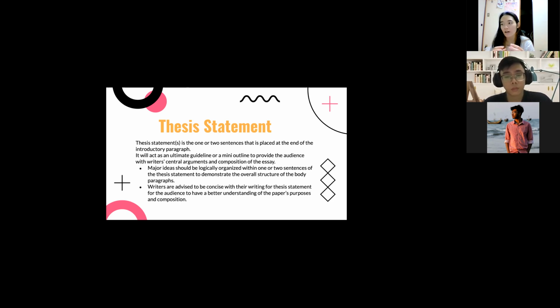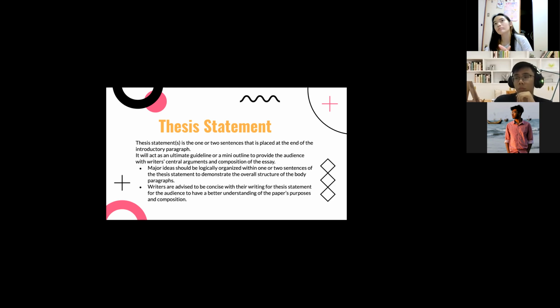So once you dive into reading one paper, you want to know what to expect from the paper, right? What are the main arguments? What is going to be included in the paper? What are we going to discuss? So basically, it acts as an ultimate guideline for the readers to know what to expect about the paper. And usually within those one or two sentences of the thesis statement, you want to have your major ideas. They should be logically organized, and they should be able to display the overall structure of your body paragraphs.